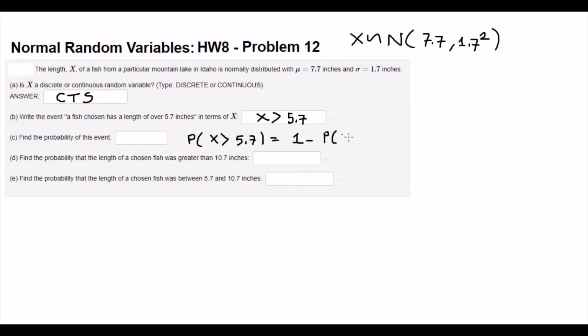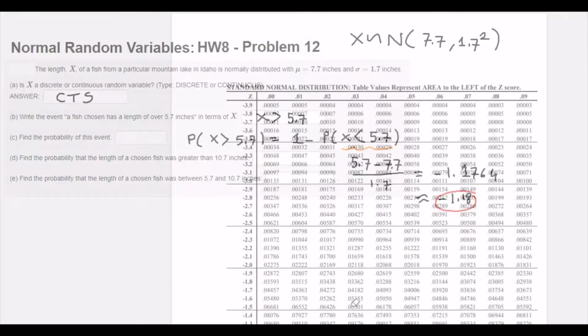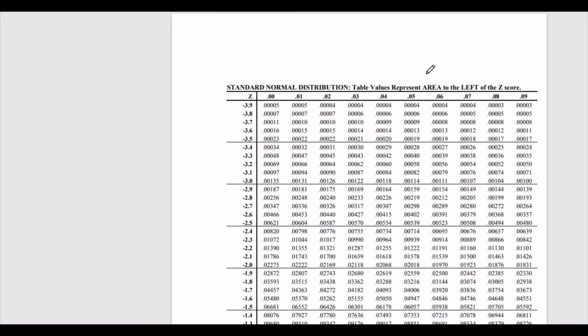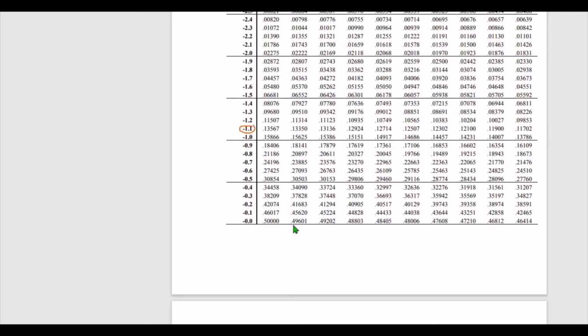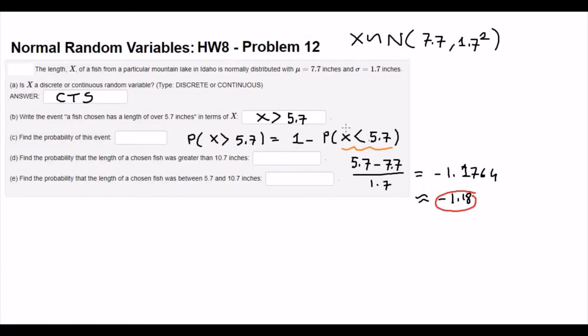That is 1 minus the probability that X is less than 5.7. So we're going to standardize this X value. 5.7 minus mu, which is 7.7, over 1.7 will be equal to negative 1.1764. If you round this to negative 1.18, because that is closer to the negative 1.18 side, you're going to check this on the z-score table. Let's do it together. We go to negative 1.1, and then 8, which is the one just before the last one. So 0.119. So this probability is 0.119. So 1 minus this probability is the answer.